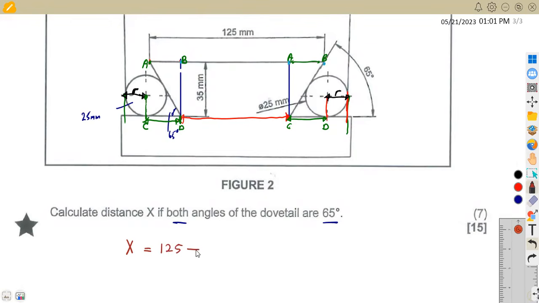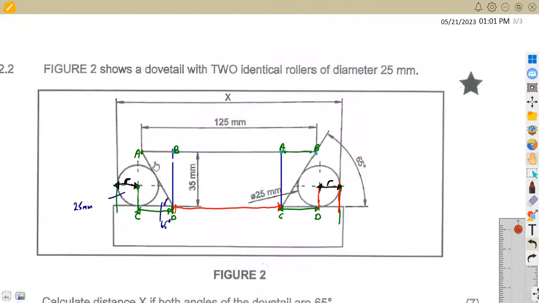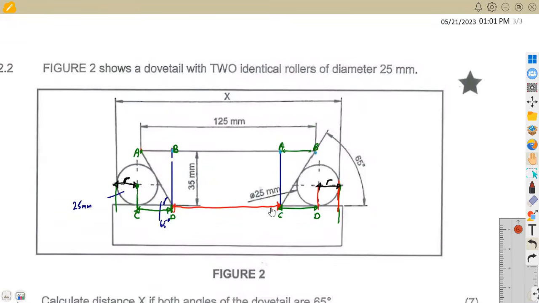125 minus the AB that we talked about. There are two of them, so I'm going to subtract the 2 of the AB. This is another formula from the one that I explained in another question paper. So I have removed A and B, meaning I am remaining with this part from D to C, which is part of this 125.